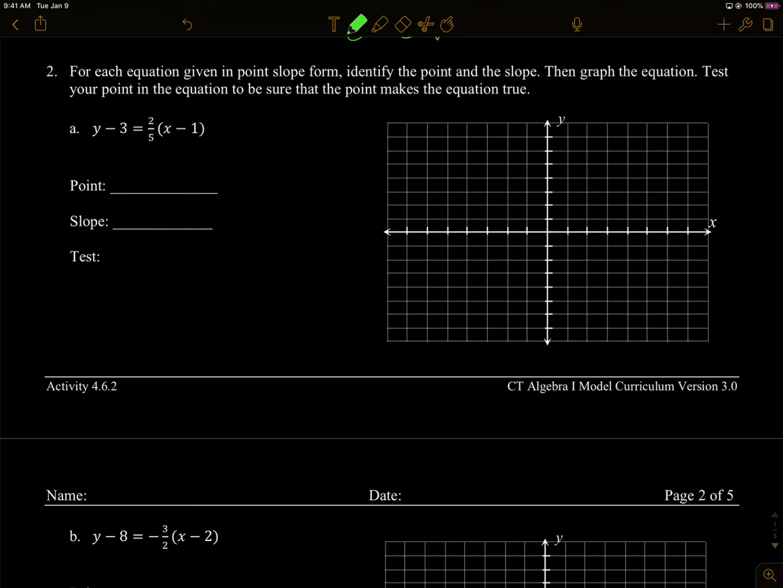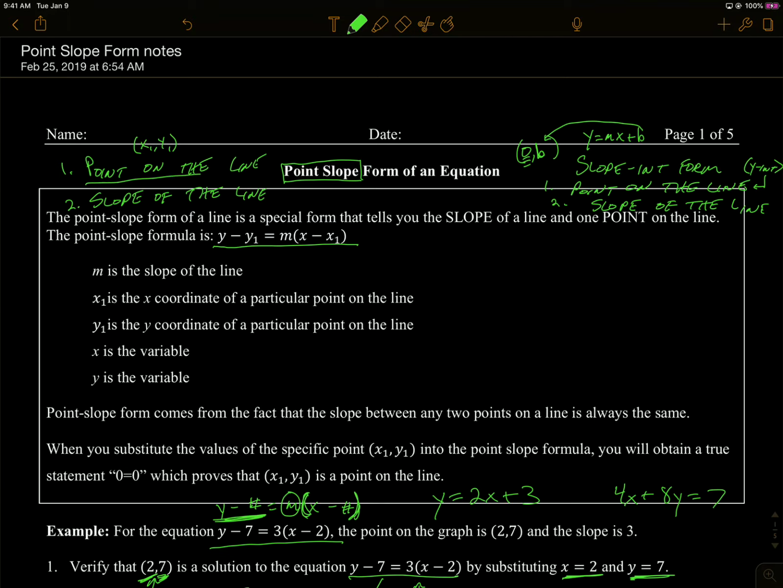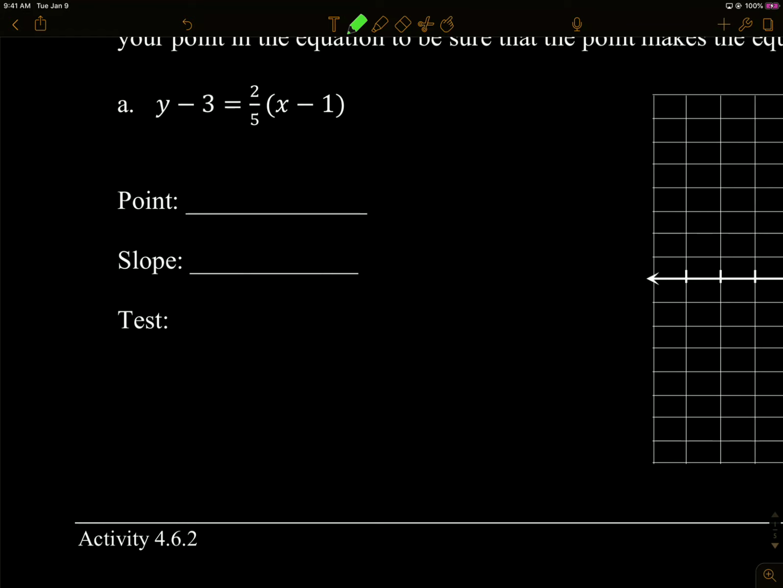Now, they give us the equation, and they want us to pull out the parts of it. So remember, there's two things that we know when we have this form. We know a point that's on the line, and we know the slope of the line. They want us to tell them those two pieces of information. So the point on the line is 1, 3. Notice that the x value is the one that's with the x, and the y value is the one that's with the y.